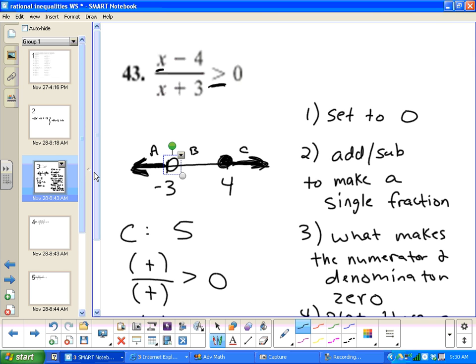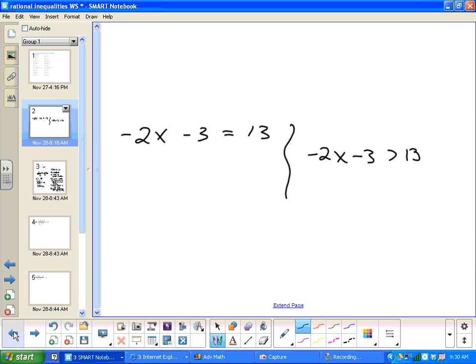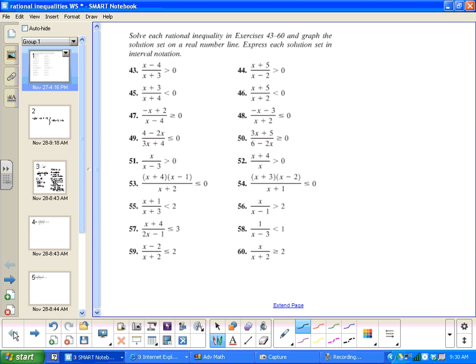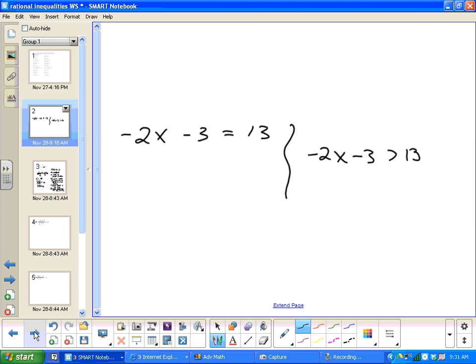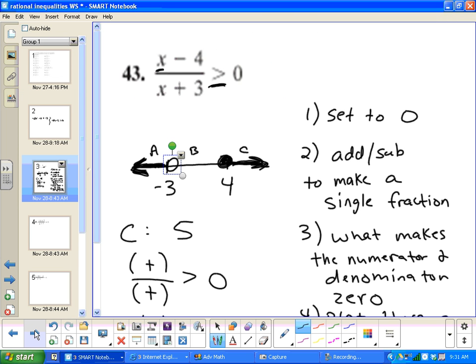Now, let's look back. I kind of skipped over reading the directions, which is not a good thing. It said to solve each inequality and graph the solution set on a real number line. Now we did that, that was part of the process. Express each solution in interval notation. So we're going to put this in interval notation. All right, let's write it in interval notation.